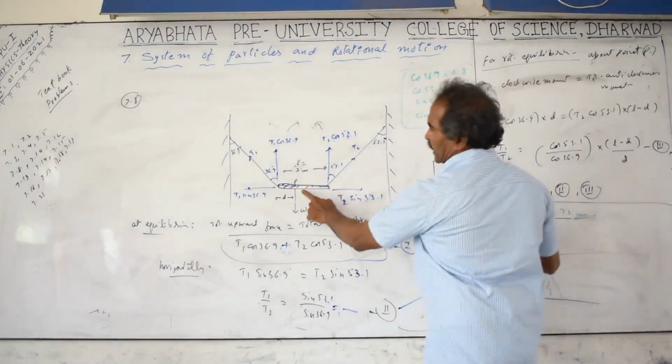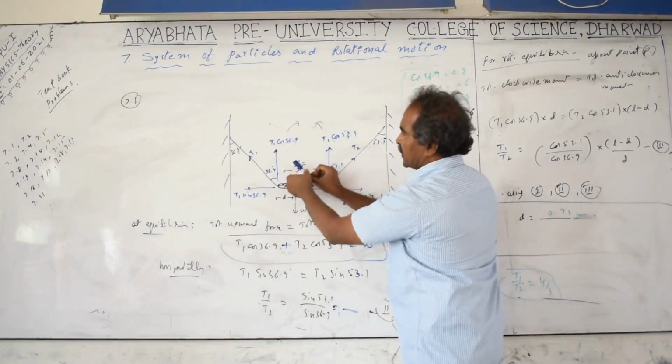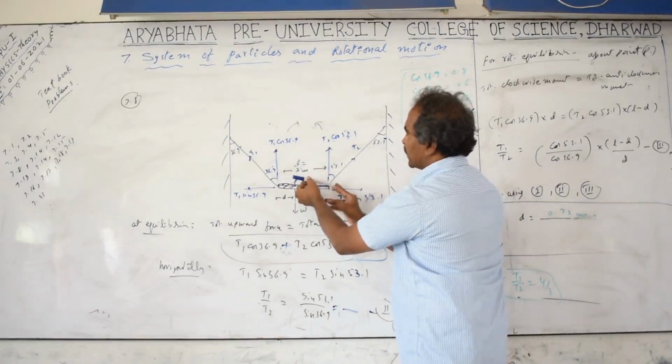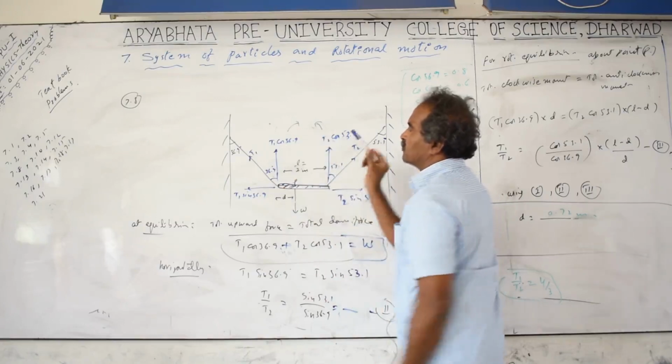So if you take this point as the axis of rotation, the rod is trying to rotate like this because of the T1 cos component, and horizontal forces do not rotate. And this vertical force, the T2 cos component, will try to rotate in this direction. So this is a clockwise rotation, this is an anti-clockwise rotation. So moment equals moment of force.